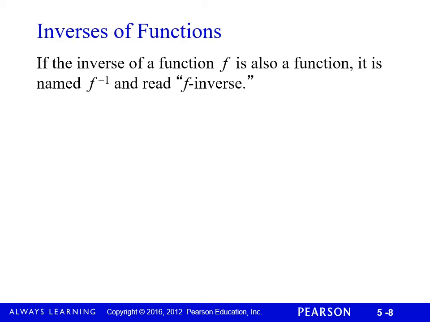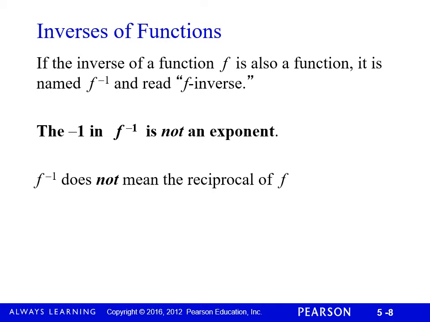If the inverse of a function, f, is also a function, it is named f inverse. It looks like a -1 exponent, but it is not an exponent. It's read f inverse. When you have a -1 on the function notation, this is read as the inverse of f, or f inverse. Again, the -1 is not an exponent. It does not mean the reciprocal of f. It is not equal to 1 over f of x.